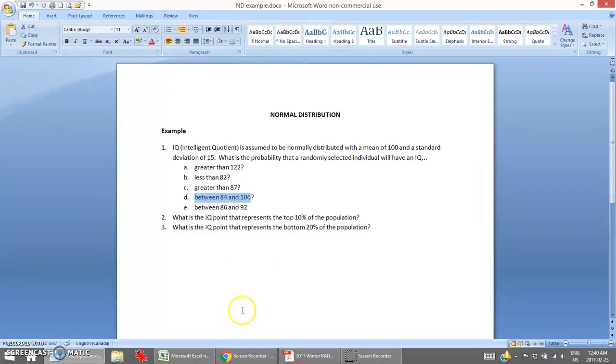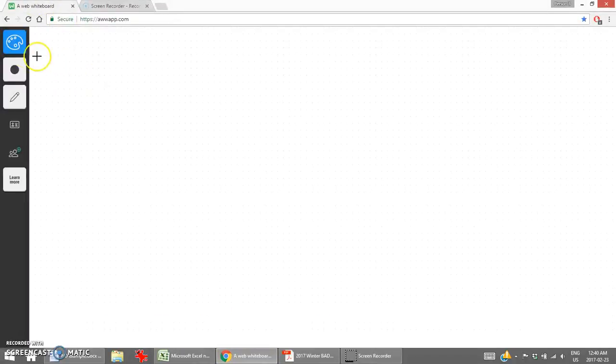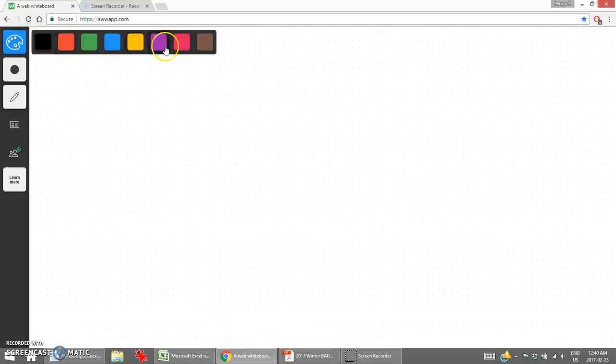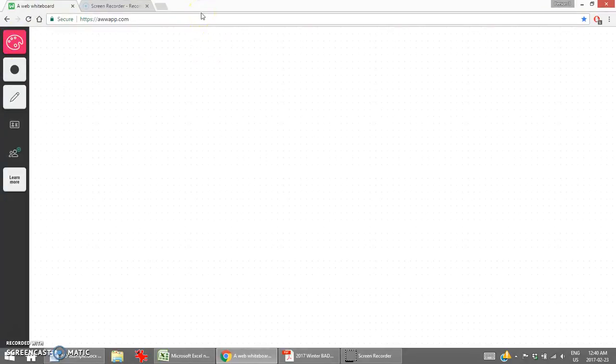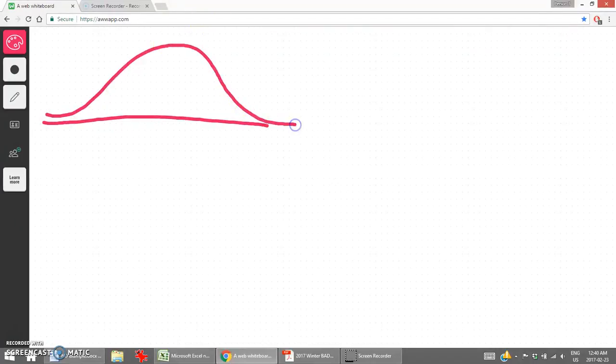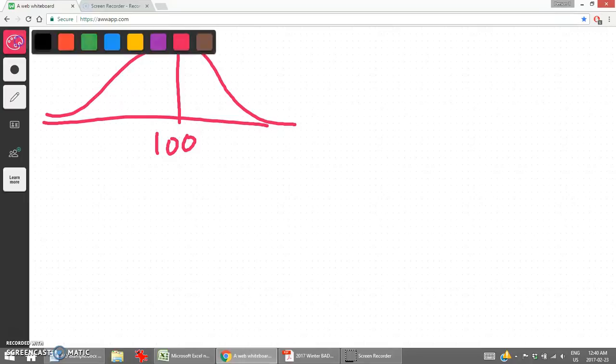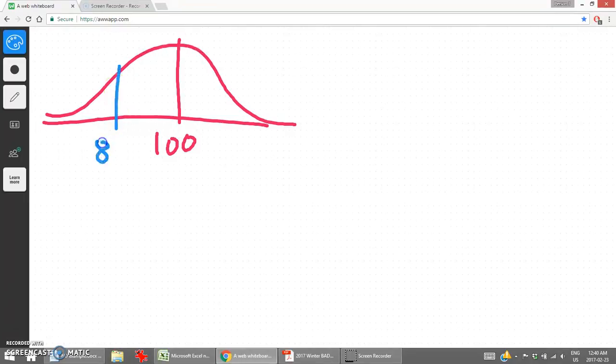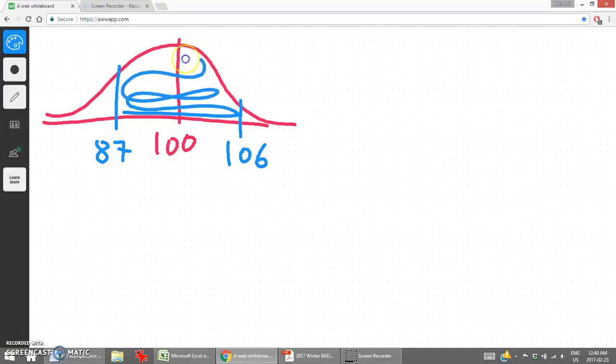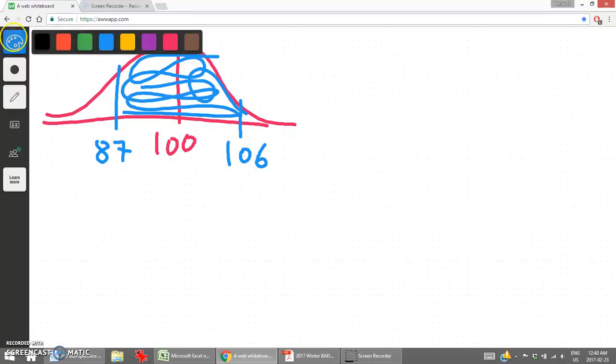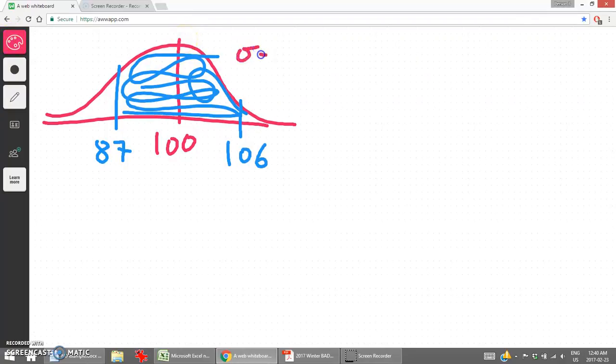So once again we're going to draw this out. It's a normal distribution type question. So there is our normal distribution, has an average of 100. And we want to know the probability that it is between 87 and 106. So that's why we're going to shade in this middle section here. So the normal distribution also has a standard deviation of 15.